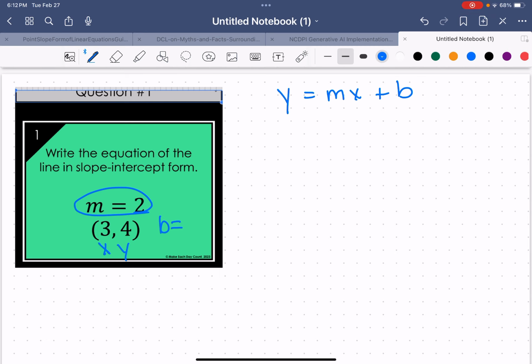So your first step is to plug everything in. So I'm going to plug in what I know. I know that my y value is 4, my slope is 2, my x value is 3, and I'm looking for my y-intercept, so I'm going to leave that as the letter b. Now, with this, we're just going to solve like it's an equation.